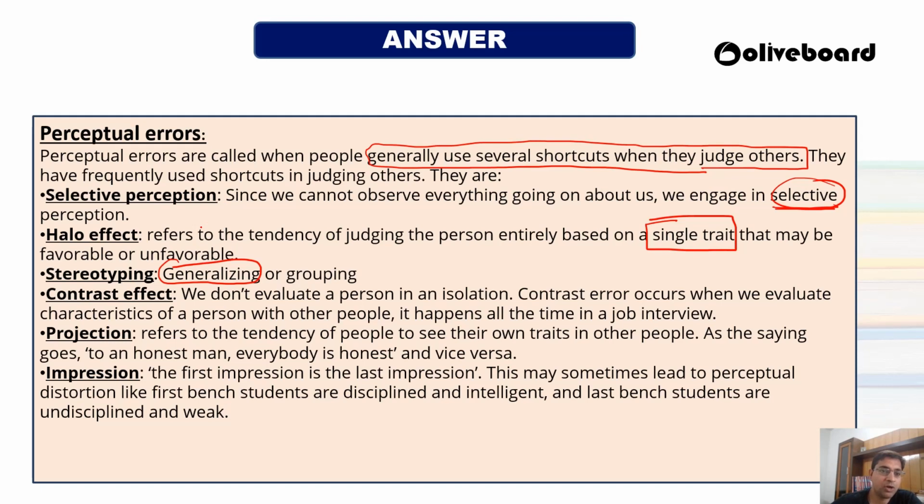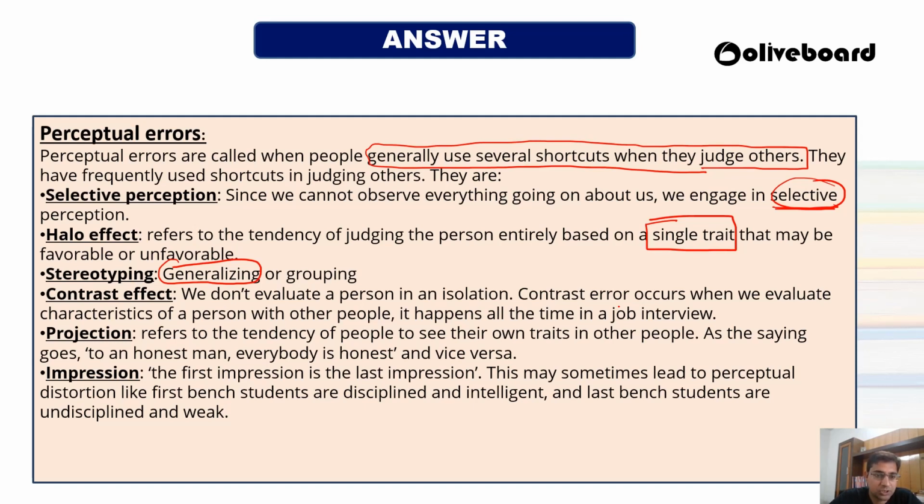Then the contrast effect. We do not evaluate people in isolation. Contrast error occurs when we evaluate the characteristics of a person against other people. It happens all the time in a job. Contrast effect is like when we compare one person to another person. It is not that we have kept one single person and are analyzing that person. No, we are keeping two persons and analyzing the characteristics of this person and the characteristics of the other person. So this is a comparison that has been done.